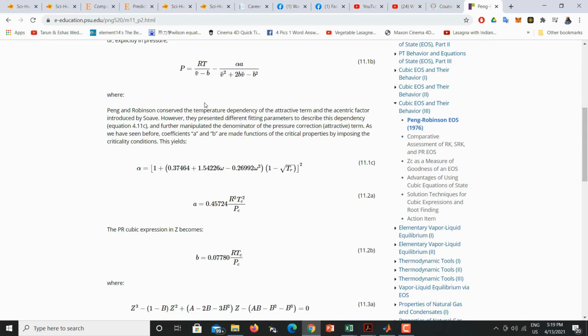Okay. Now the question is, what is this alpha? What is this beta? How can we define these alpha, beta, and other parameters? So these scientists were working on different gases, different components of pure gases, and they found out that every gas has a different critical temperature, critical pressure, and a different acentric factor.